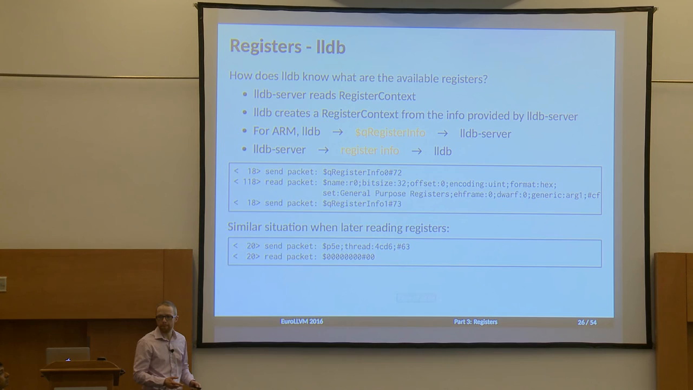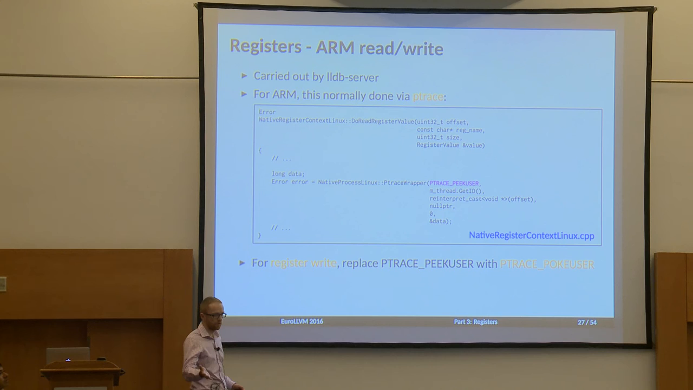But you still have to implement LLDB server actually reading them from your inferior. At least on Linux, for instance for ARM, this is implemented in NativeRegisterContextLinux. That's where you want to go if you're implementing something new but running on Linux. In this case, this boils down to calling ptrace. ptrace stands for process trace. It's a low-level, very fancy and sophisticated tool that's used extensively by LLDB server on Linux. Everything happens in this function, which just calls this ptrace wrapper and calls ptrace with these arguments.